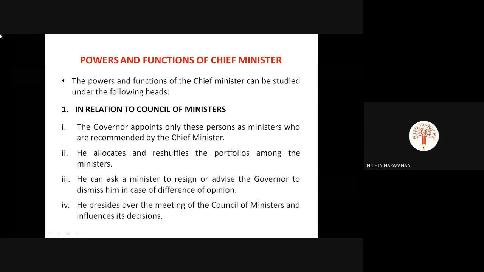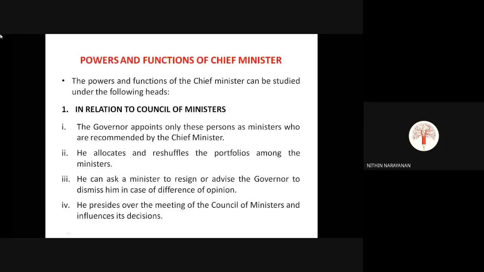So there will be a council of ministers in the state. So other than the chief minister, for example, if the total is 20 ministers, then besides the chief minister there will be 19 more ministers. So in relation to this council of ministers, what are the powers and functions of the chief minister? The governor appoints only those persons as ministers who are recommended by the chief minister.